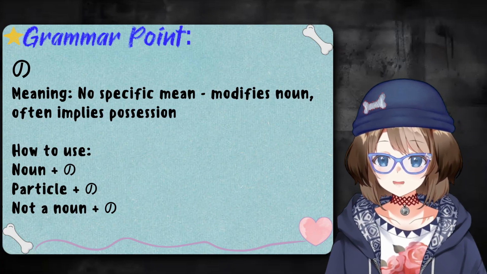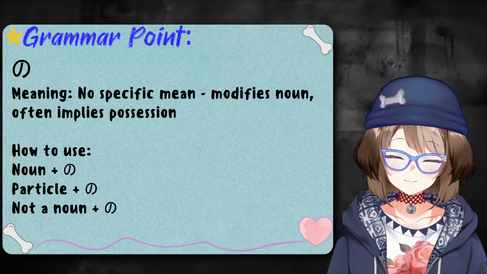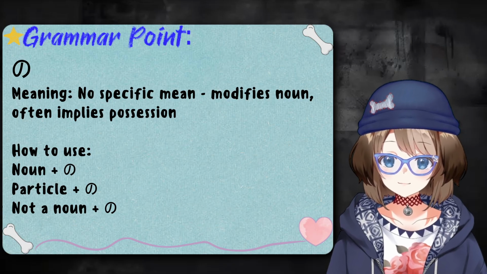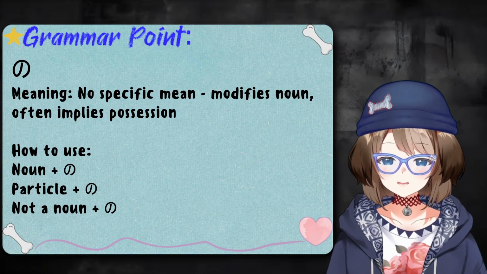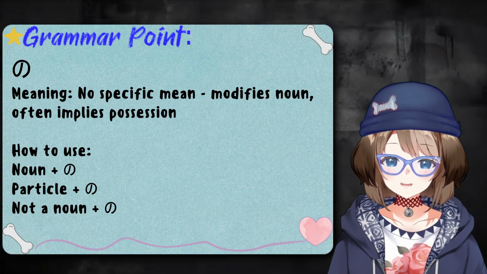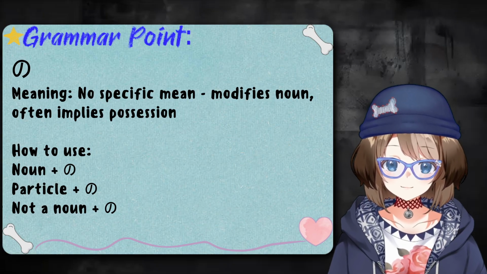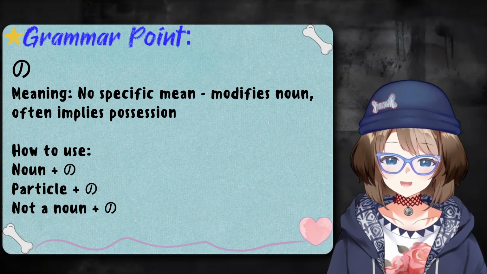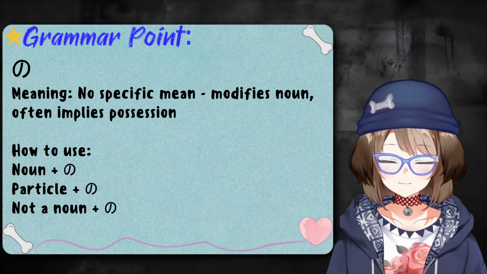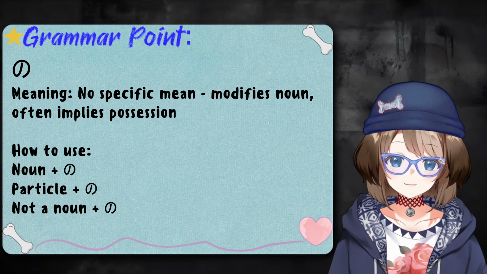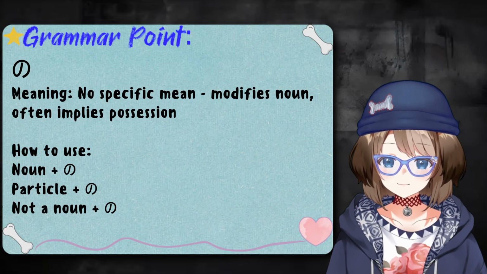So anyway, today we're going to be looking at this no particle that modifies nouns in various ways. We'll talk a little bit about the different types of modifications that we can achieve using this no. This will include noun plus no phrases, as well as noun plus no plus noun phrases. It'll also include particle plus no phrases, and also non-noun, for example verb, plus no phrases.